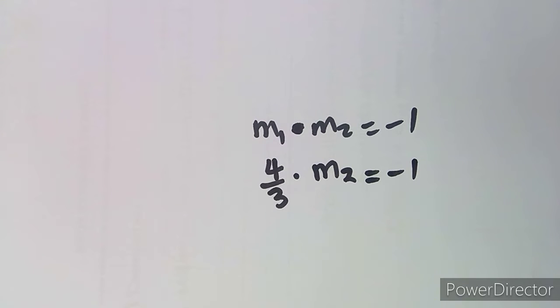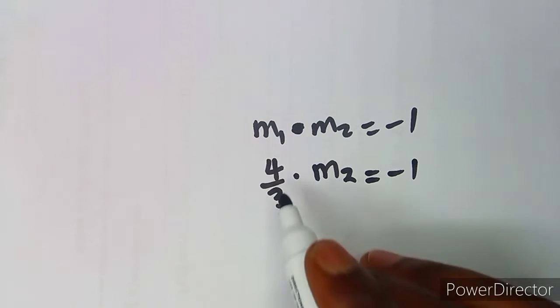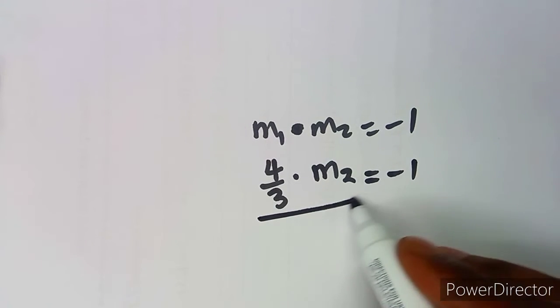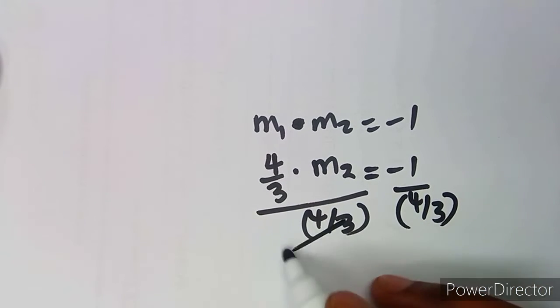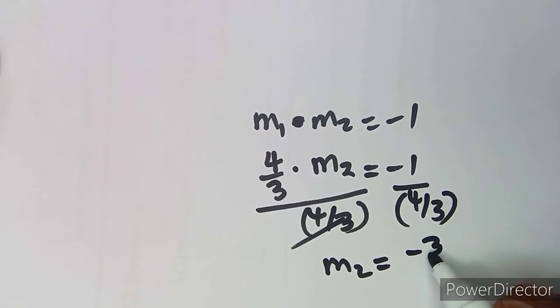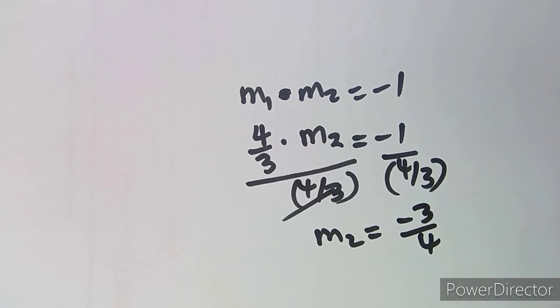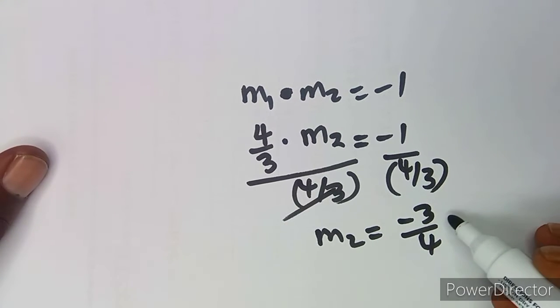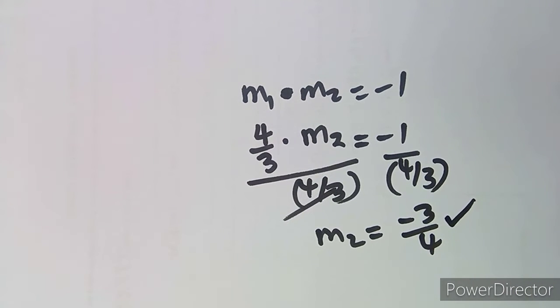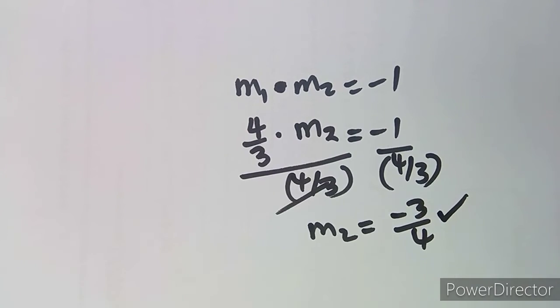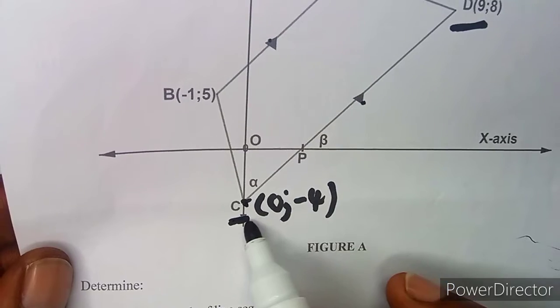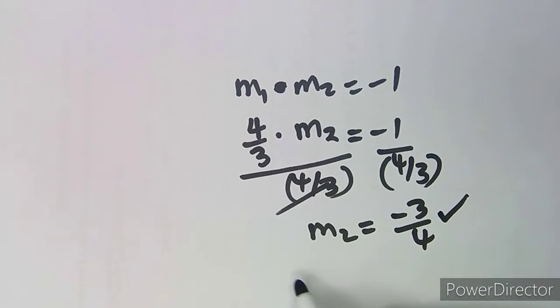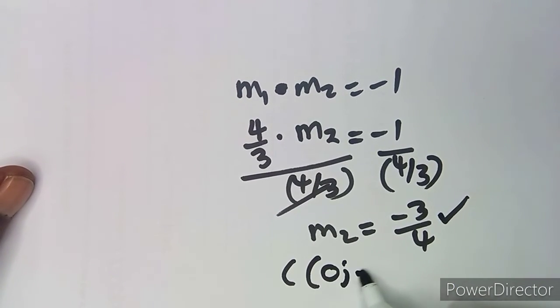So what is M2, which is the gradient of this line that you're talking about? Simply to remove this 4 over 3, you can divide by 4 over 3, or you can multiply by 3 over 4. So that means M2 is equal to minus 3 over 4 from your calculator, or the inverse of 4 over 3, which is minus 3 over 4 in this case. So we have the gradient now, and we are given that this line passes through point C, which is (0, -4).